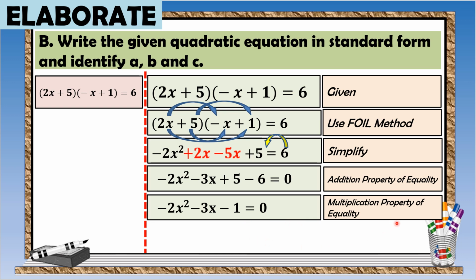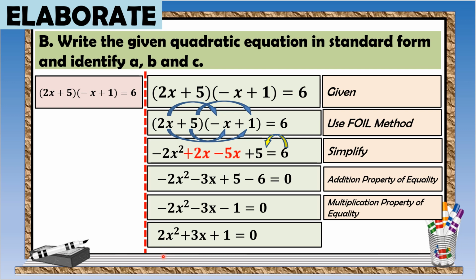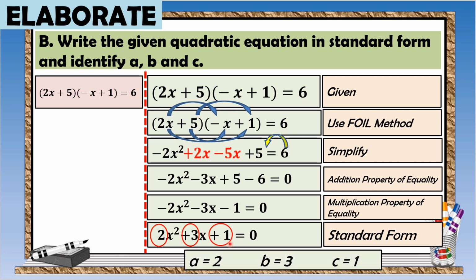So that is for the multiplication property of equality, which we have to multiply each term by negative 1 for us to have positive values of a. So therefore, the standard form is 2x squared plus 3x plus 1 equals 0. We have already the standard form. We can now identify the values of a, b, and c. So a is 2, b is 3, then c is positive 1. Okay?